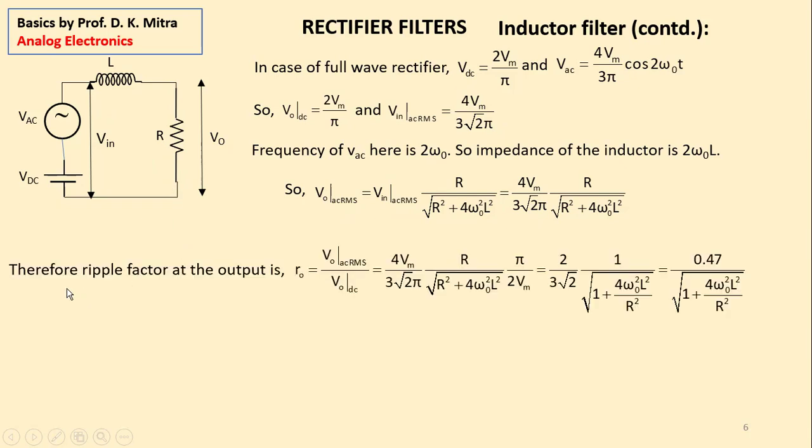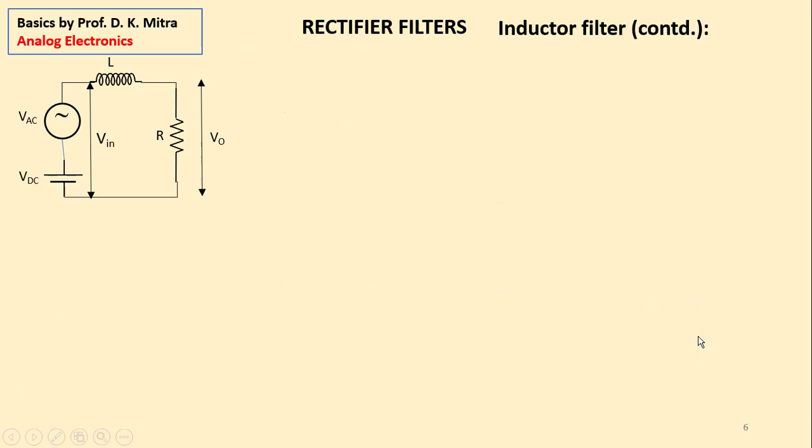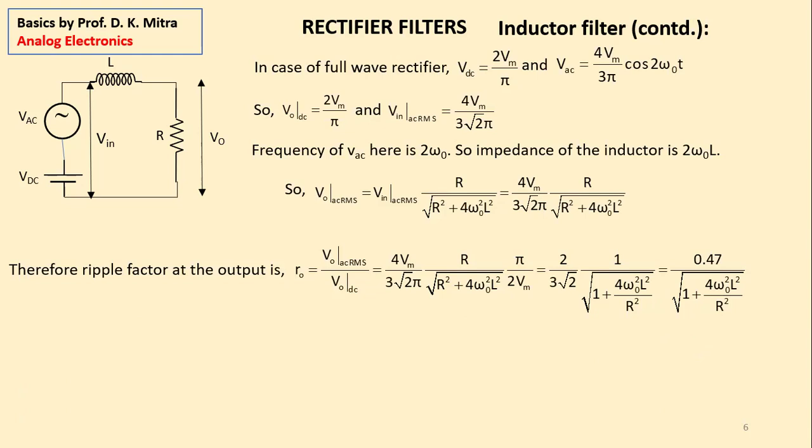Right? And so what is the ripple factor? AC by DC. AC component is this component, and DC was 2 Vm by pi. So it becomes pi by 2 Vm. So this becomes 2, and this 4 gets cancelled. You have only 2 left here. So 2 by 3 root 2, Vm and Vm get cancelled, times 1 by root of 1 plus 4 omega square L square by R square. This factor is equal to 0.47, right? So now compare, this is 0.47 divided by this, and for the half-wave rectifier, it was 1.11 divided by this. That means the ripple factor in the full-wave rectifier with the same components is about double better, right? This is the inductor filter.